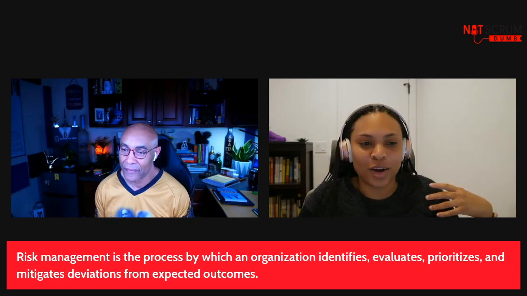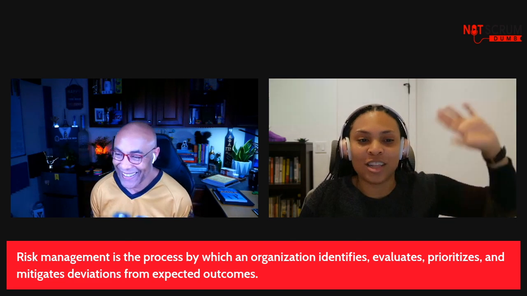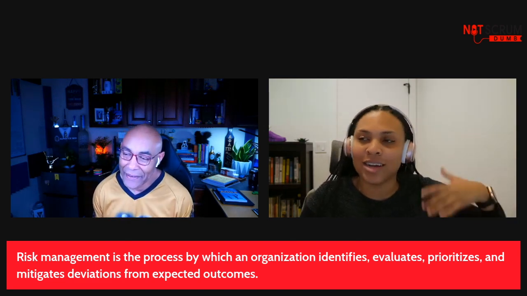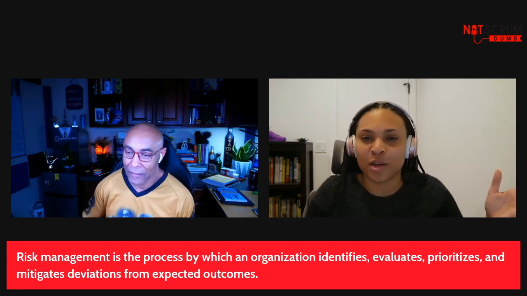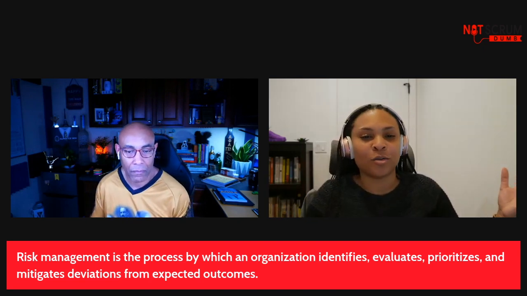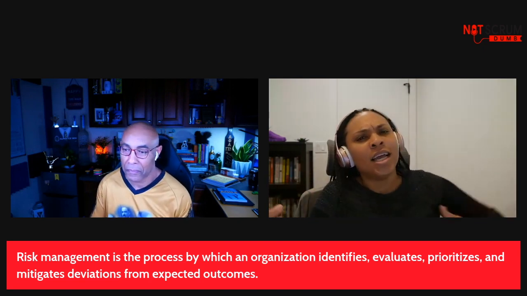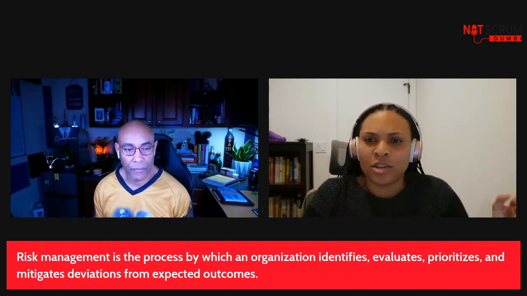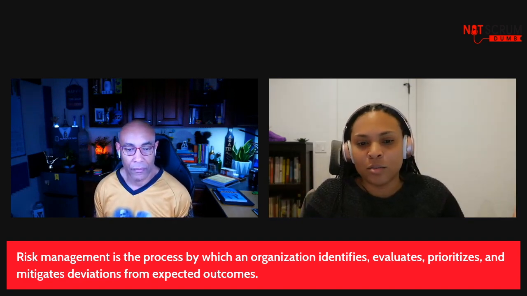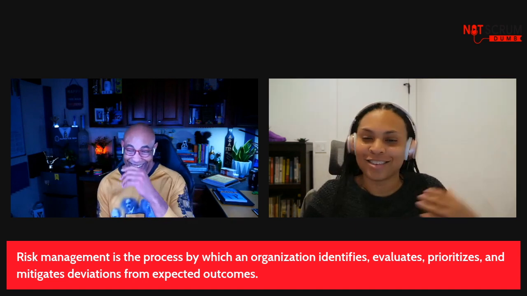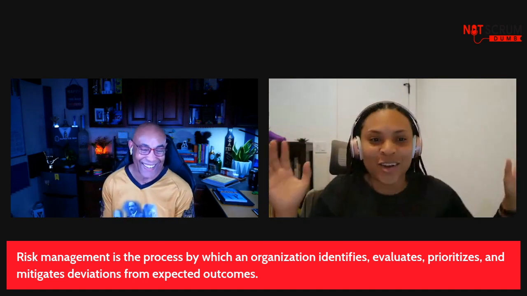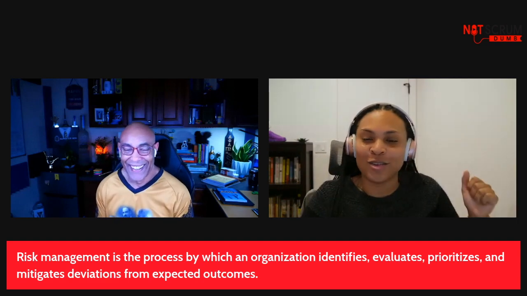What is risk management? It is the process by which an organization identifies, evaluates, prioritizes, and mitigates deviations from expected outcomes. Basically, in layman's terms, in waterfall you're going to create a risk registry. You identify a potential risk and come up with ways to mitigate it. And I'll go back and say the best way to mitigate a risk is by actually doing the work to mitigate it. If you want to be honest, this is from someone with a PMP and all the things, that's the best way you can mitigate risk.